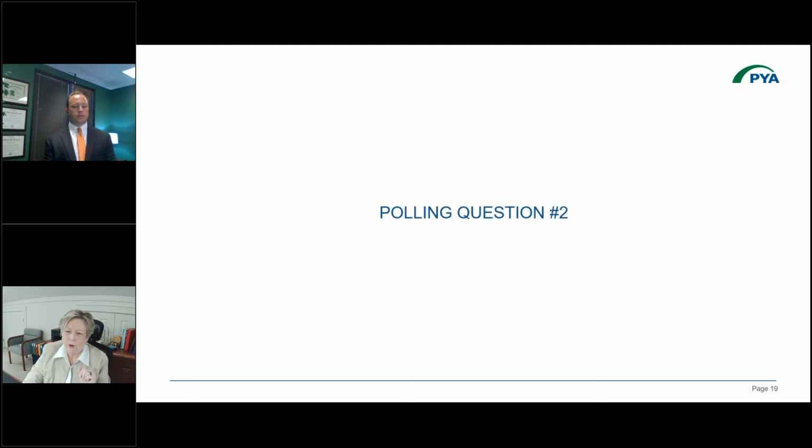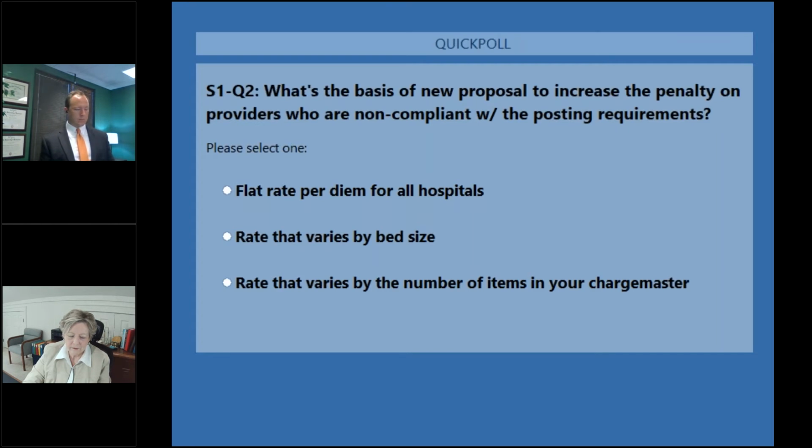So let's go to our polling question number 2. The second question is, what is the basis of the new proposal to increase the penalty on providers who are non-compliant with the posting requirement? Flat rate per diem for all hospitals, rate that varies by bed size, or rate that varies by the number of items in your charge master? Remember, you must fill out the polling questions in order to receive CPE credit. You will have 30 seconds to answer.